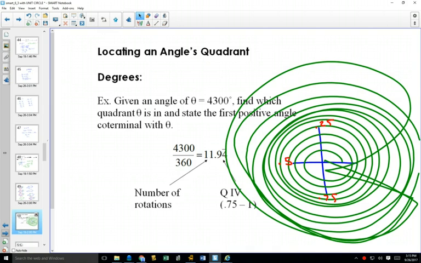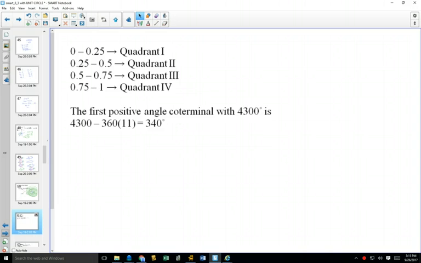If I didn't have my calculator, I would just keep subtracting 360s and getting coterminal angles until I got to something between 0 and 360. So in this case, if you subtract 360 11 times, I'd probably start by subtracting 360 10 times, because that would be just 3,600. That'd be easy to do. And then I'd realize my number was still too big, so I'd subtract another 360 and see where it ended up. And I get 340 degrees, so from that, I could figure out that it's going to be in quadrant 4.